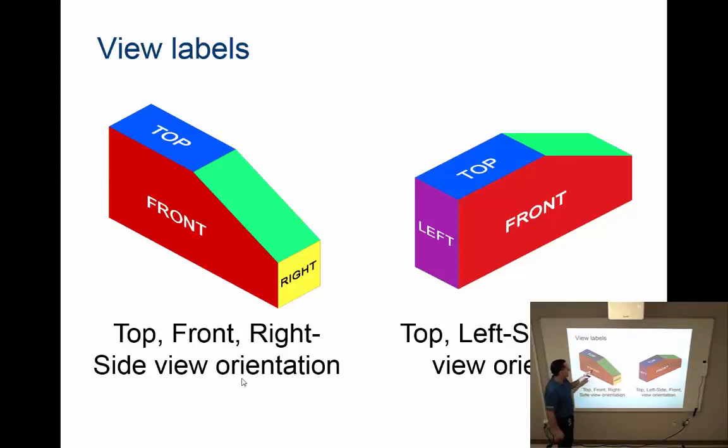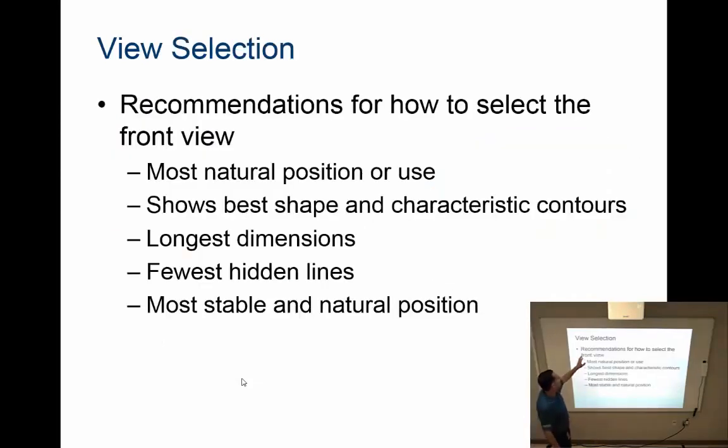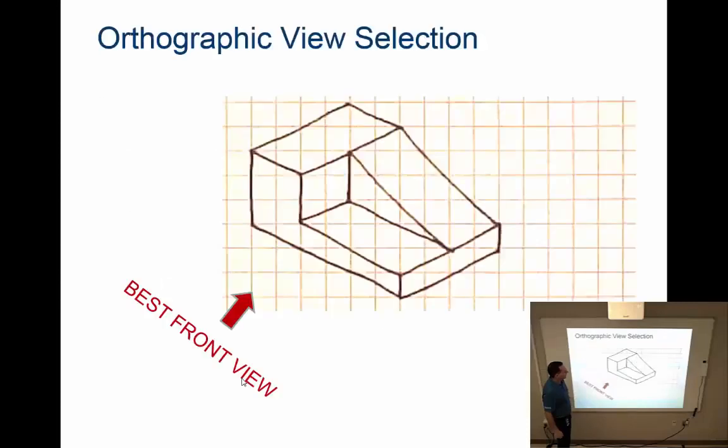Just like we did in previous activities where we had to identify the front view, we'll do the same thing here. This PowerPoint talks about the actual criteria that we use to do that. So if I wanted to select the best front view for an object, what criteria am I looking at to do that? Well, something that has the most natural position or use, shows the best shape and contour characteristics. We talked about the auto blocks car, like what is normally called the side is probably the best front view because it shows the contour. Longest dimensions, fewest hidden lines, and most stable and natural position.